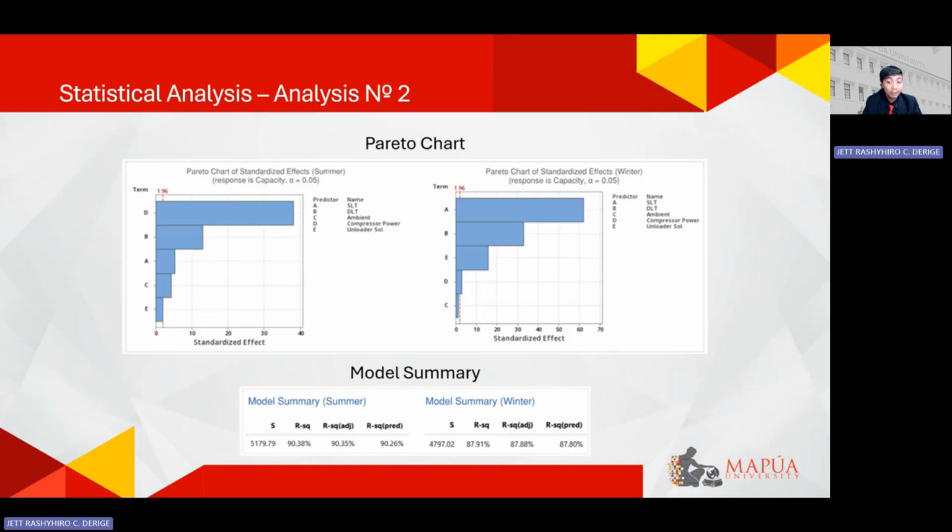And for the model summary, for the predictability of the pattern of values, there is higher predictability compared to SLT. Summer, again, is much more predictable compared to winter because of erratic ambient temperatures.